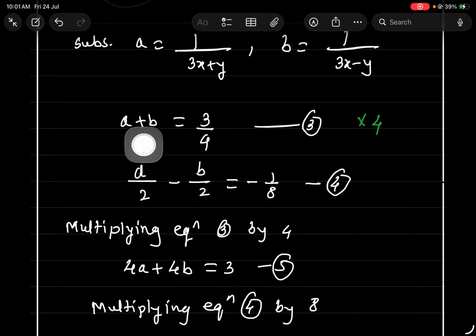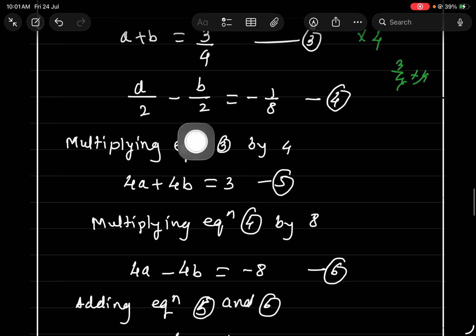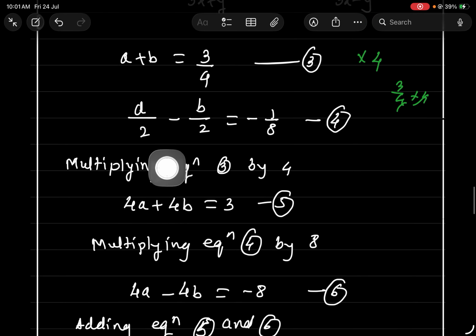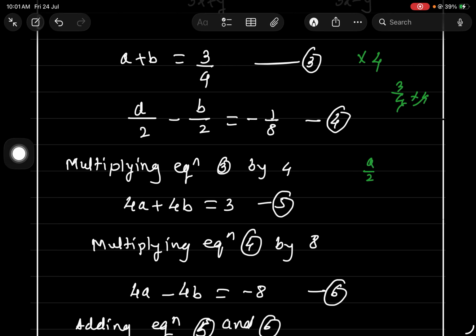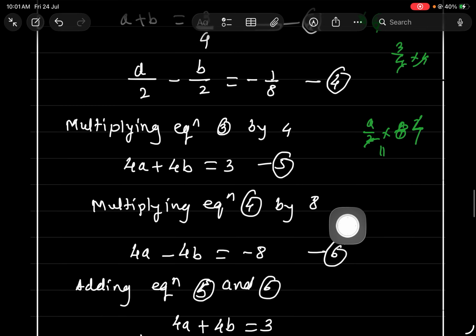So what will come: 4 by 4 you have to multiply. So 4a plus 4b equal to 3 upon 4 multiplied by 4, so 3 will remain. So we are getting the fifth equation. Then here also the same, multiply by 8. If you multiply a upon 2 by 8, you will get 4a, and minus 4b.